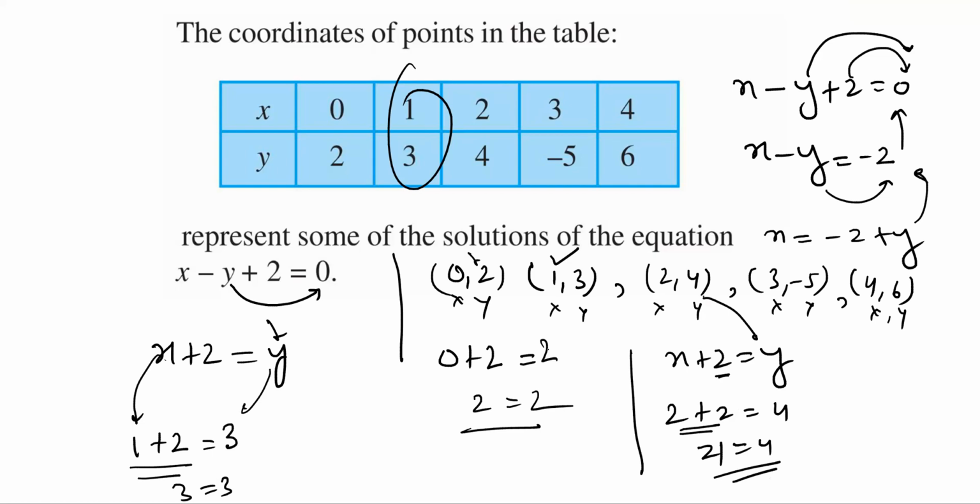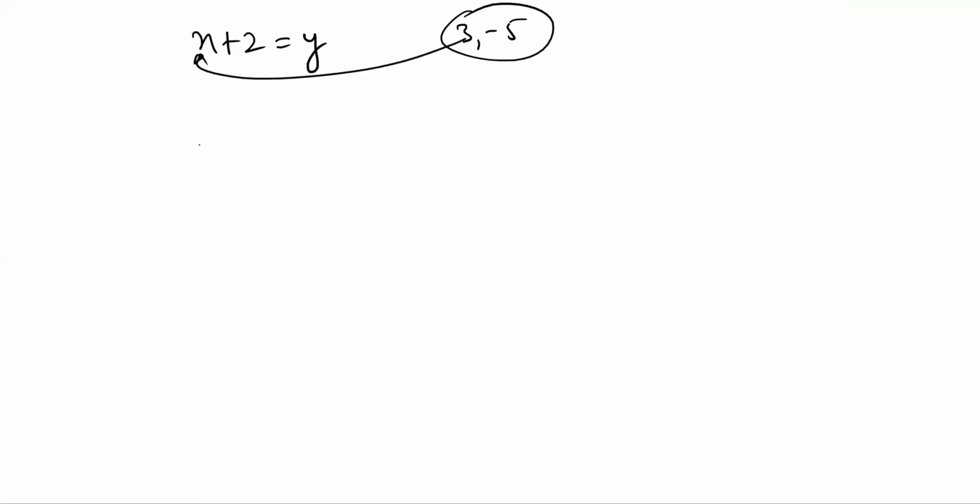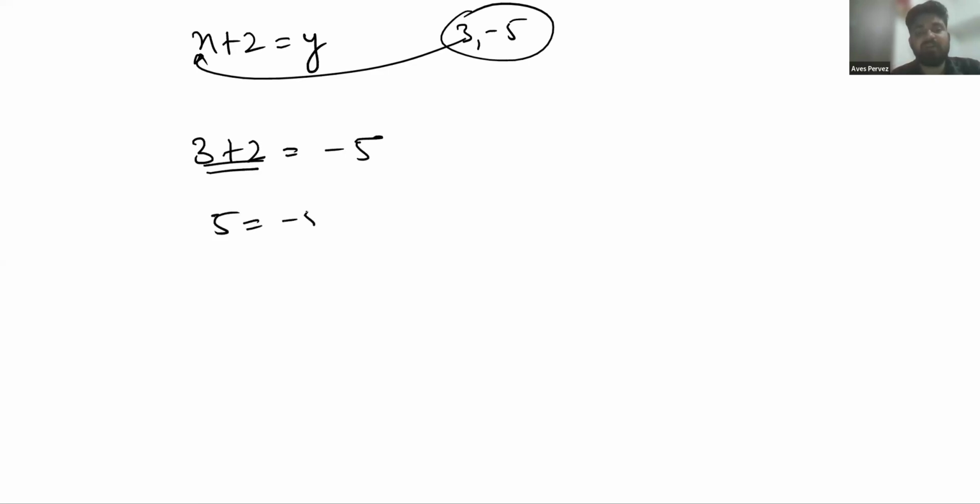Okay, understood, sir. But for this coordinate, x plus 2 equals y, and we have 3, -5. This is not satisfying. You can put the value of x here, that is 3 plus 2 equals y. Y is -5. So here you will get plus 5, but here you are getting -5. So this is not equal.